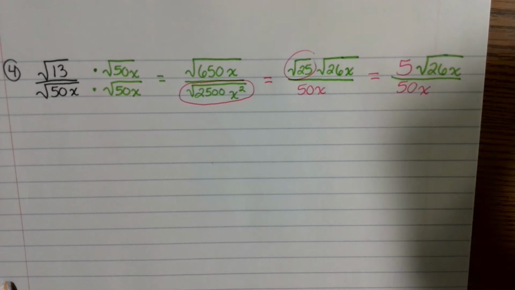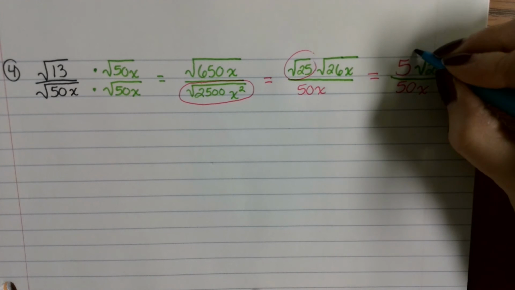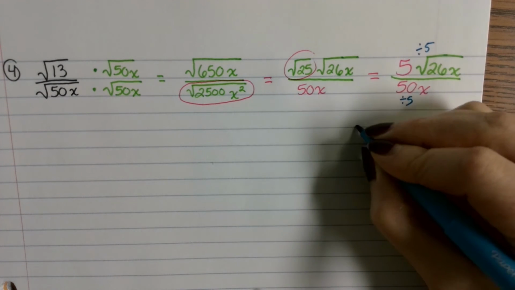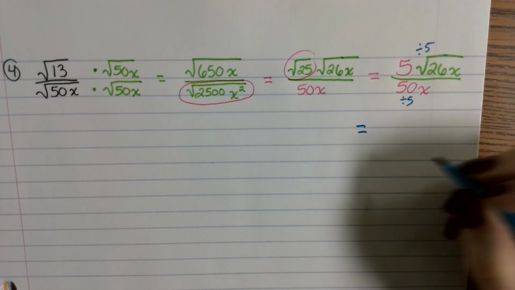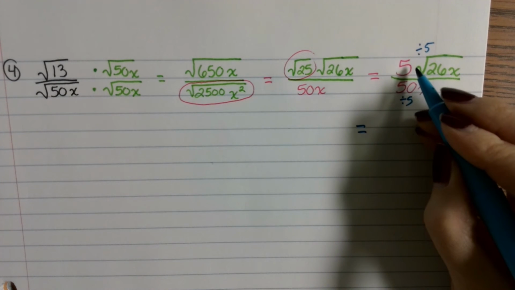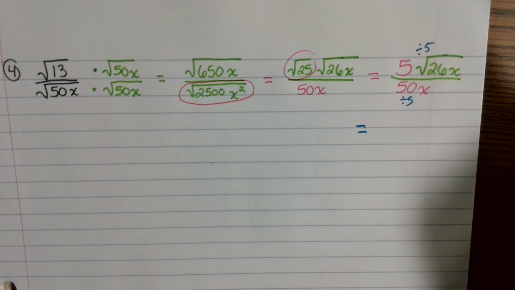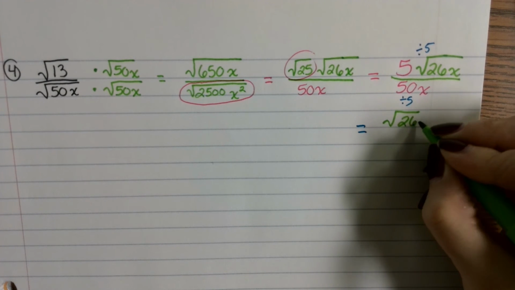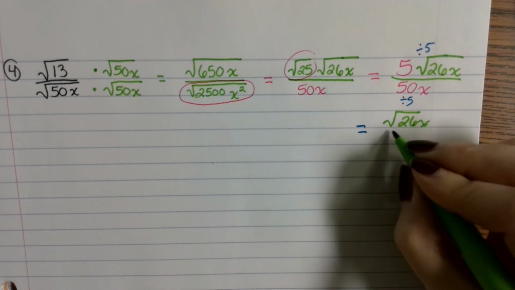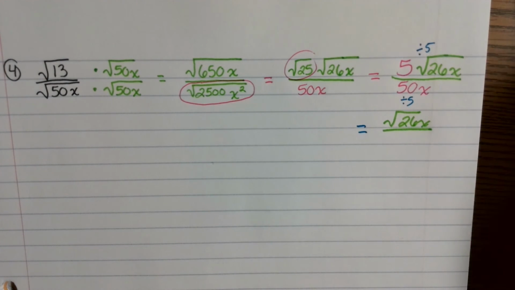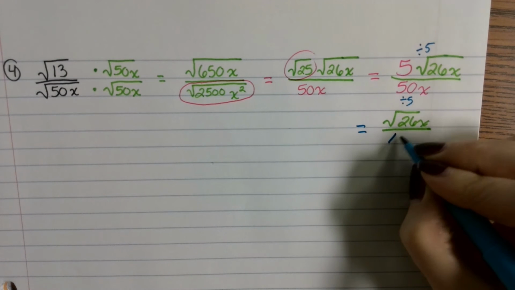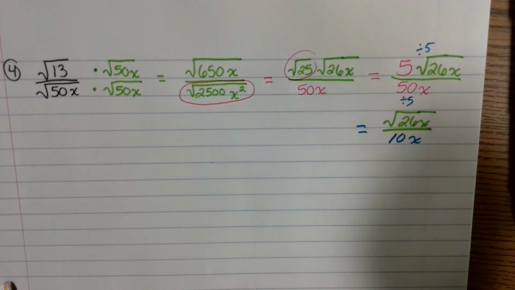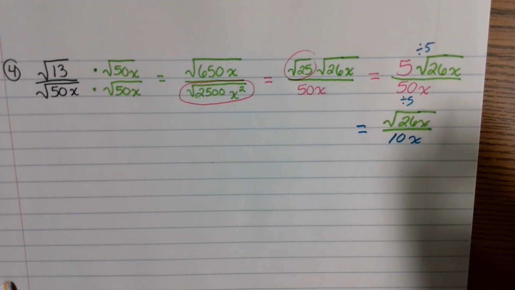What are they both divisible by? 5. So I can divide this by 5, and I can divide this by 5. 5 divided by 5 is just going to give me a 1. Do I have to write the 1? No. So I can just write square root of 26x. And what's 50 divided by 5? 10. So we're going to get 10x mixed in my square root sign. And that's my final answer.